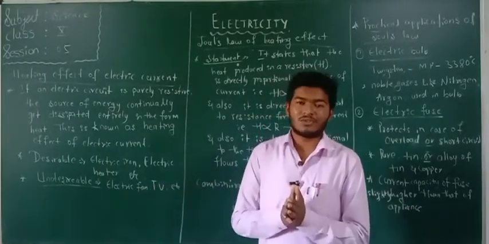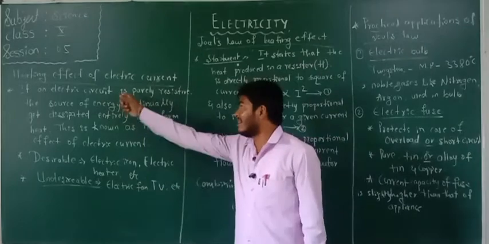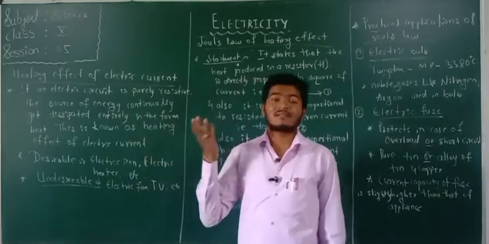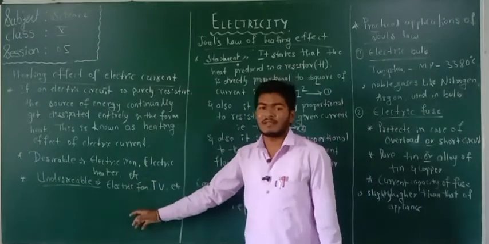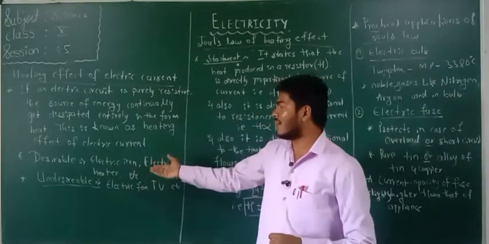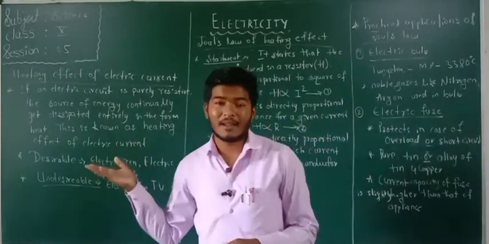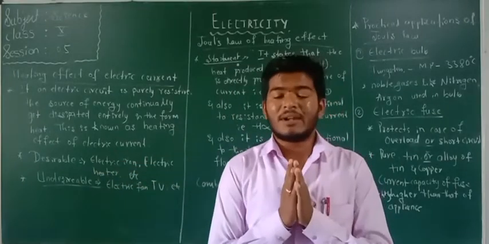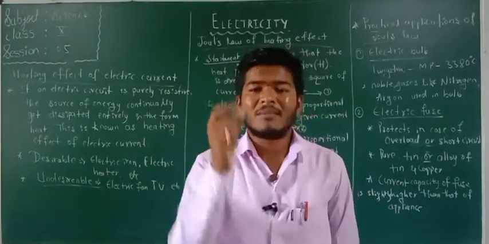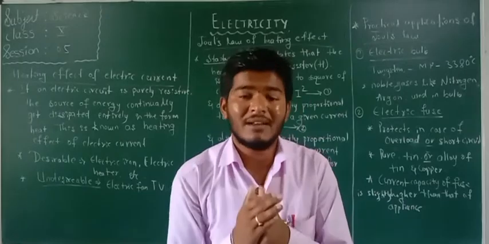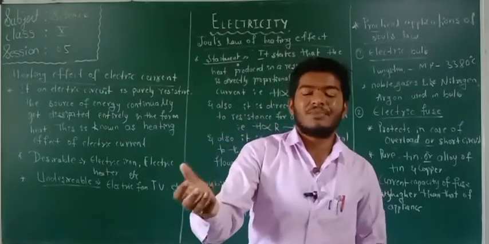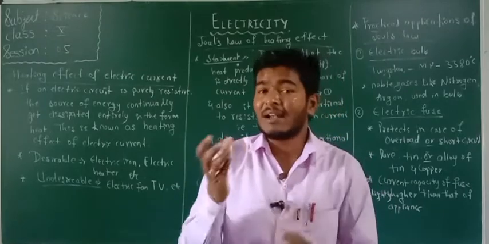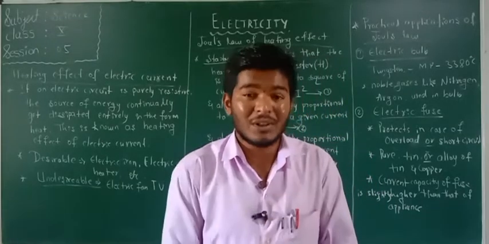Have you understood? So the heating effect is desirable in some electrical appliances, and undesirable in some other appliances. You have to observe clearly: in desirable appliances, they use some resistive material to heat the appliance, because the work of that electric appliance is nothing but to give heat.